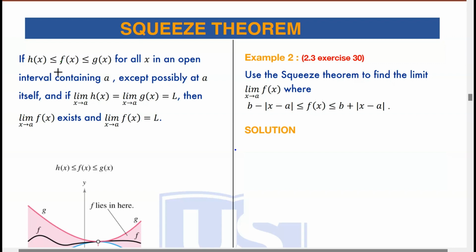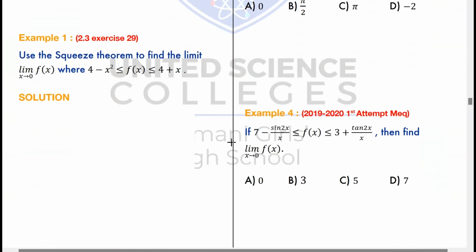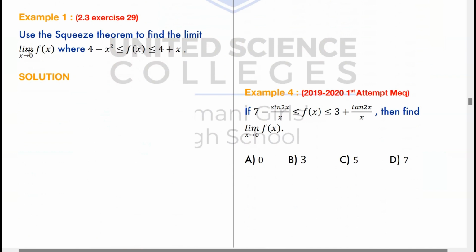In order to find the limit of the function in the middle, we either find the limit on the right or the limit on the left. For example, in this exercise question, it says use the squeeze theorem to find the limit as x approaches 0 of f of x. This is the middle function. It's enough for us to find the limit as x approaches 0 of 4 plus x or 4 minus x squared. Use one of the limits.